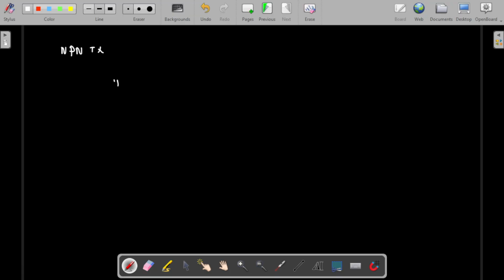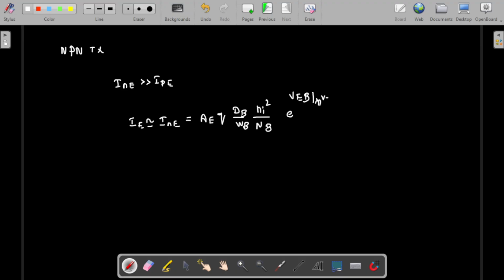then what will happen is that INE will be much greater than IPE. So IE will be approximately equal to INE, which will be written as A E q D_B, the same thing, because we know the width of the base remains the same. The base width W_B is usually small, so this is N_B, e to the power VEB divided by eta VT, minus 1. Okay. So I think you guys are able to understand the current equations.